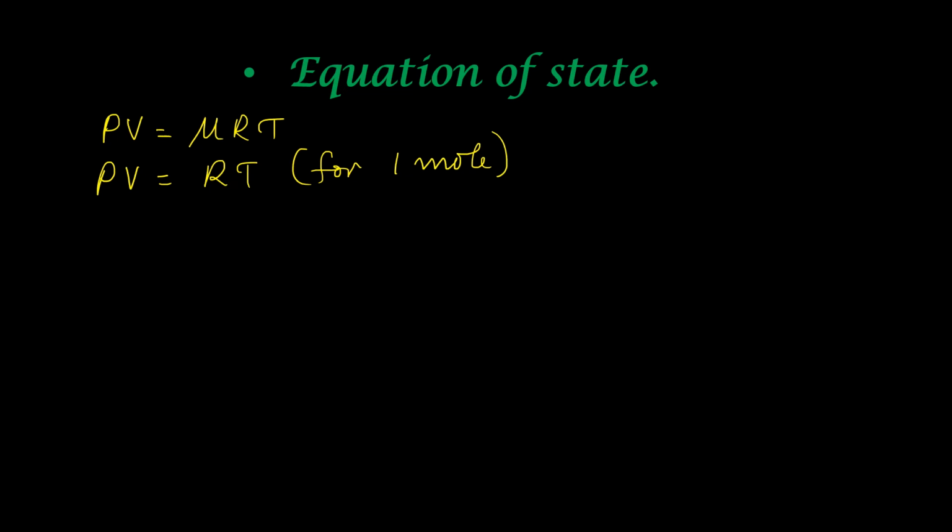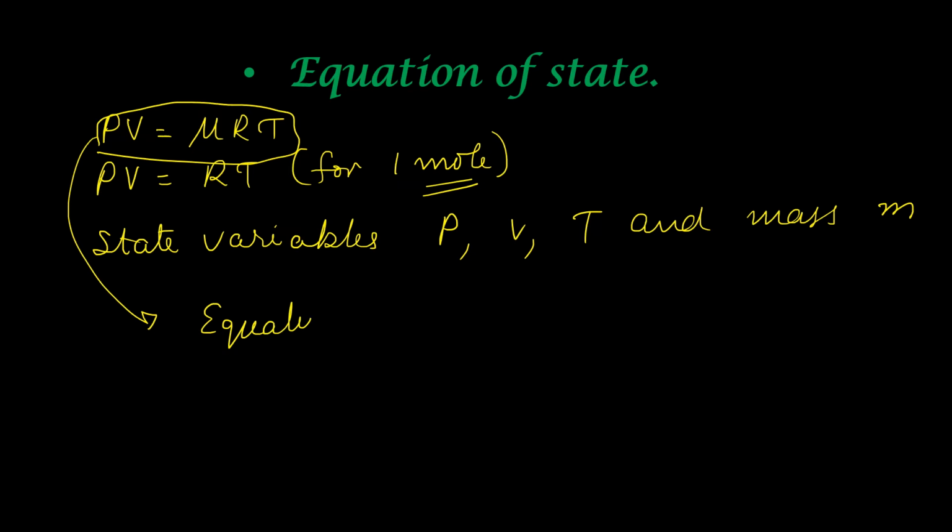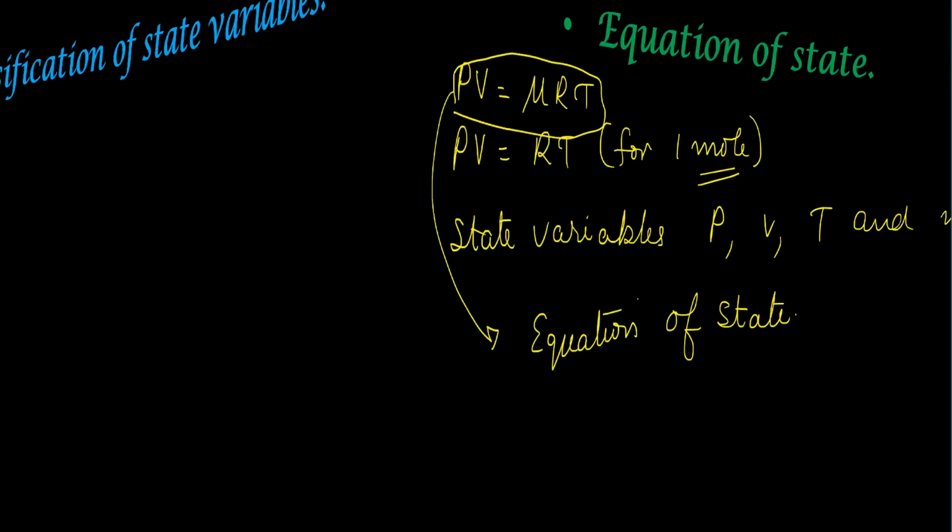Okay. This equation shows the relation between the state variables P, V, T and mass M. Here mass is given in moles, that's all. So in thermodynamics, this equation is called the equation of state. It is very simple. I hope it is clear.